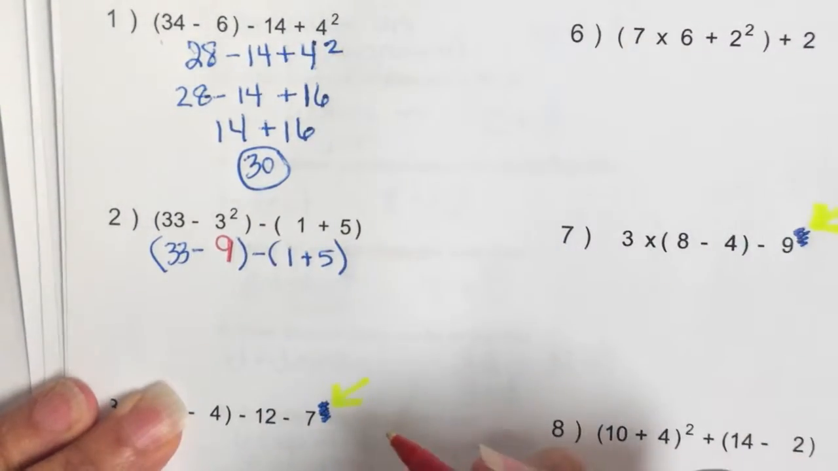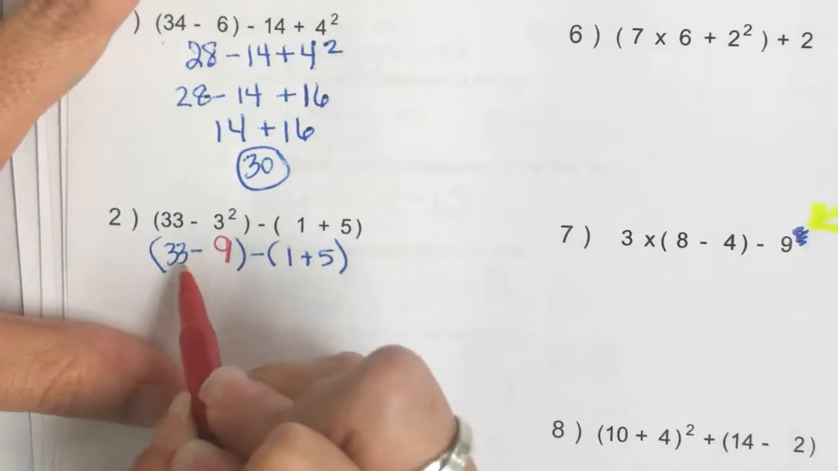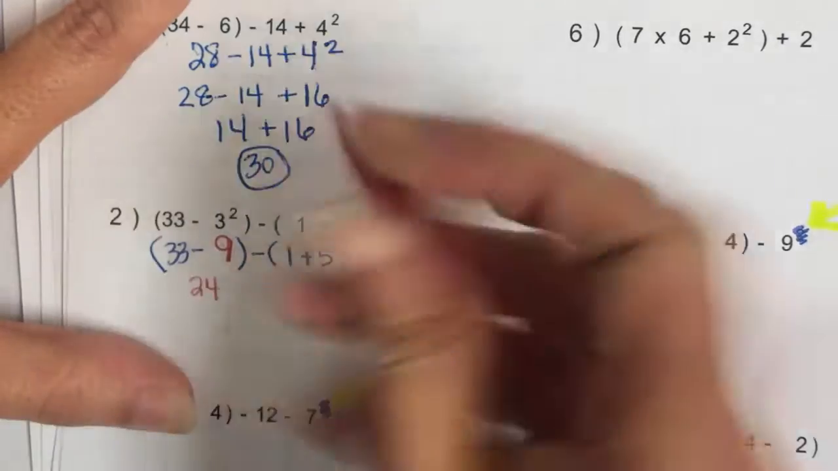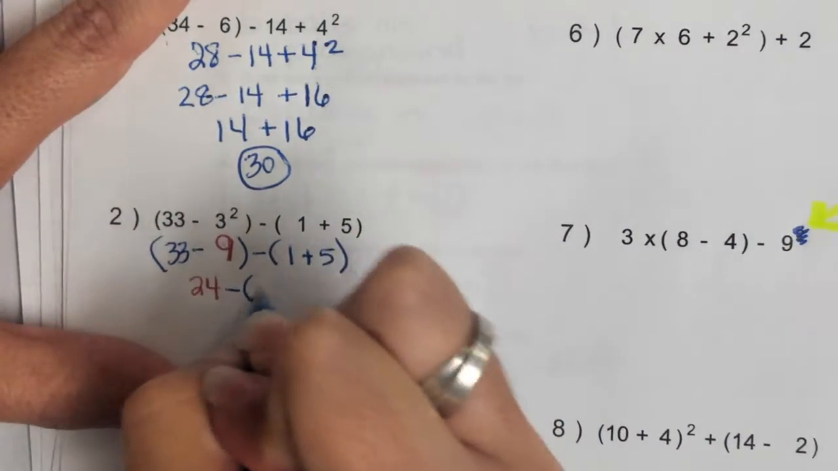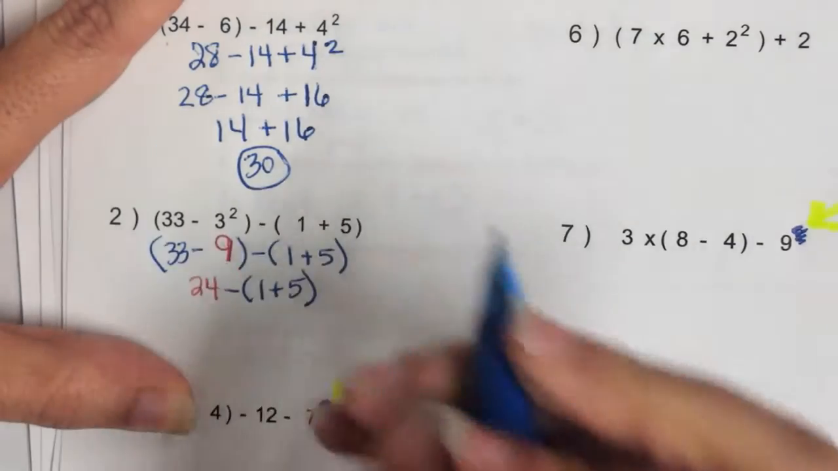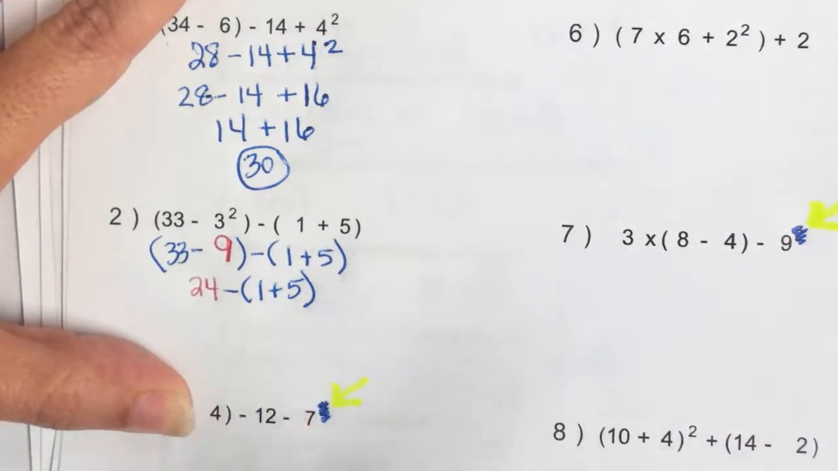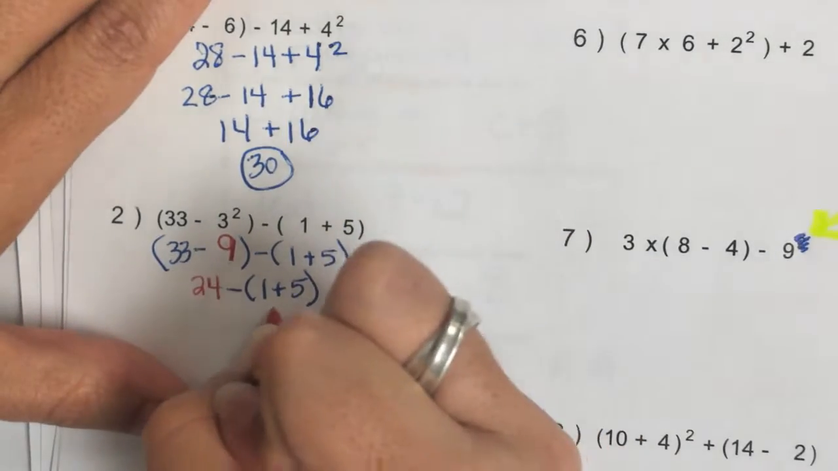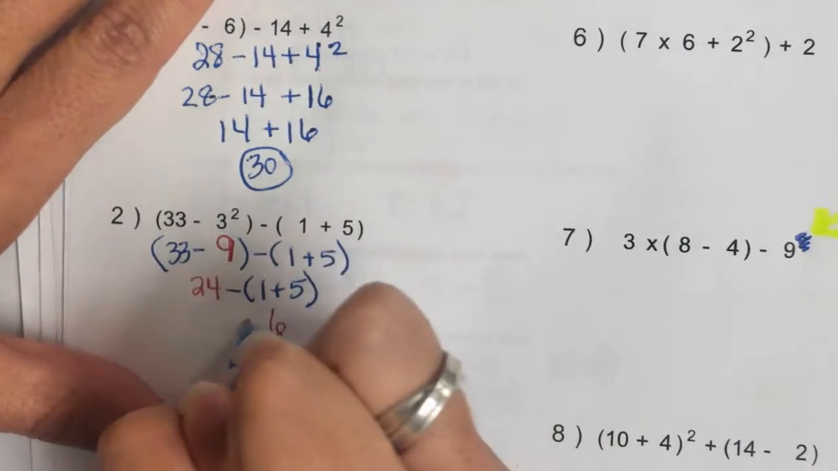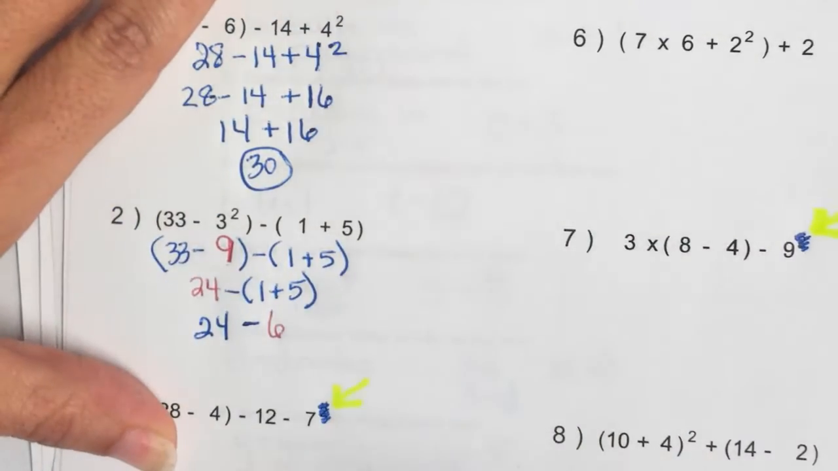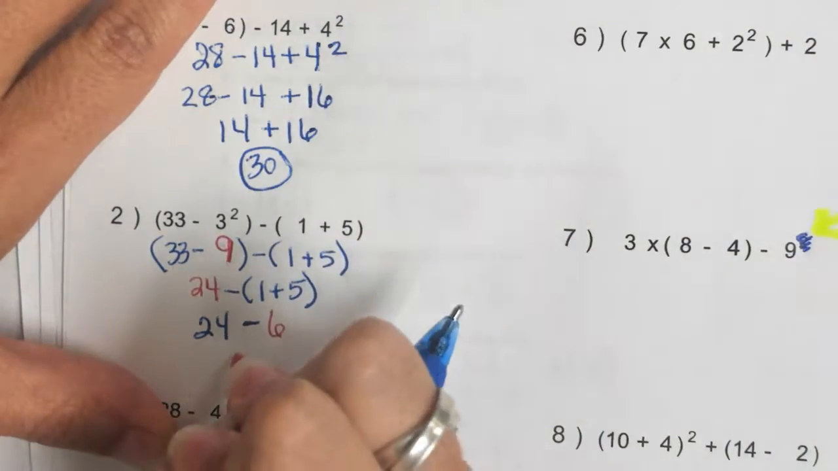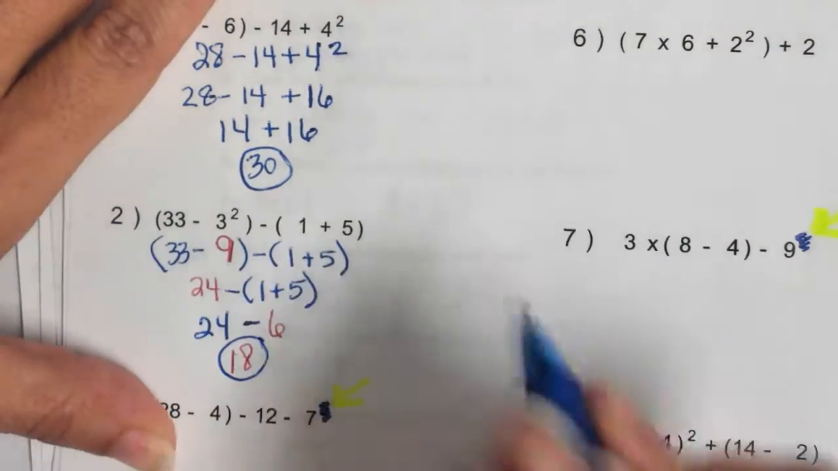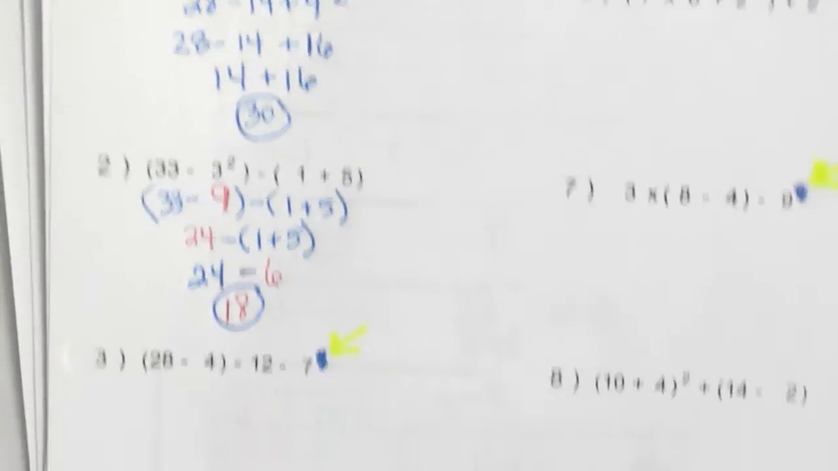Now what? 33. I got to do this one first, right? 33 minus 9. 24. Bring down everything else. No, you cannot do 2 steps at one time. Okay. You have to do next. 1 plus 5. 6. Bring down everything else. And 24 minus 6 is 18. Trying to hold 2 pens and it's not working. Listen, one new number per line.